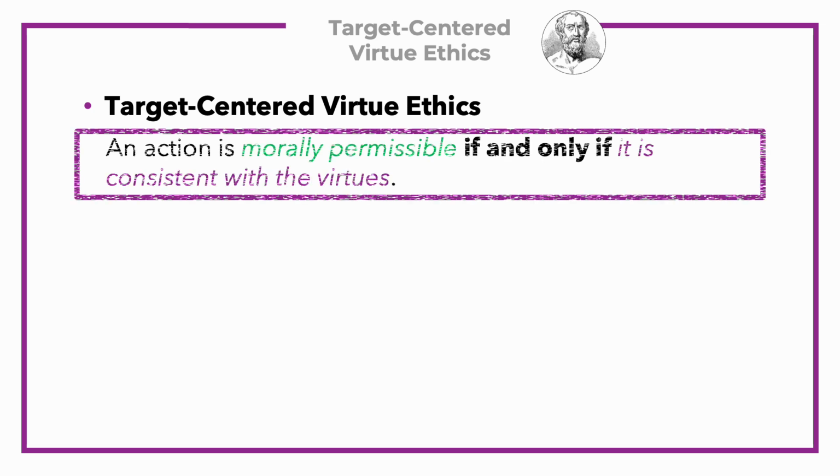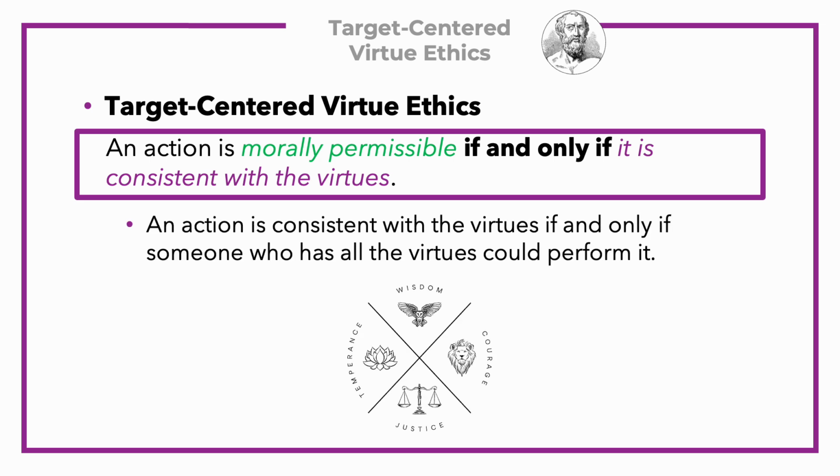So target-centered virtue ethics, I'm going to give a definition here. It's the view that an action is morally permissible if and only if it's consistent with the virtues. You might say, well, what does that mean? Well, here we need an account of what the virtues are. To give a little bit more detail, we're going to say an action is consistent with the virtues if and only if someone who has all the virtues could perform it.